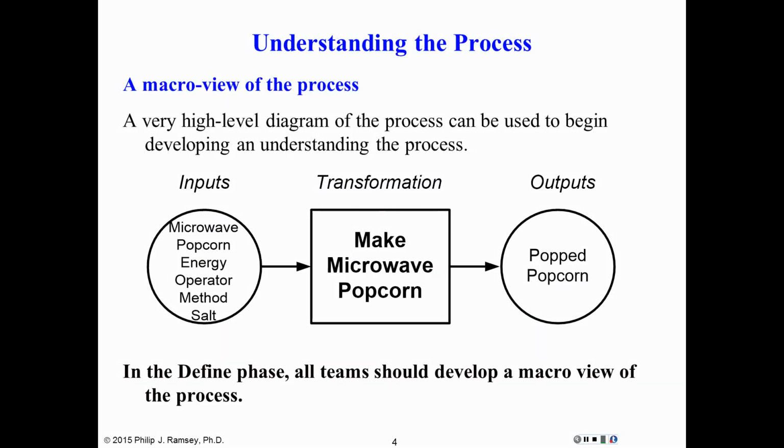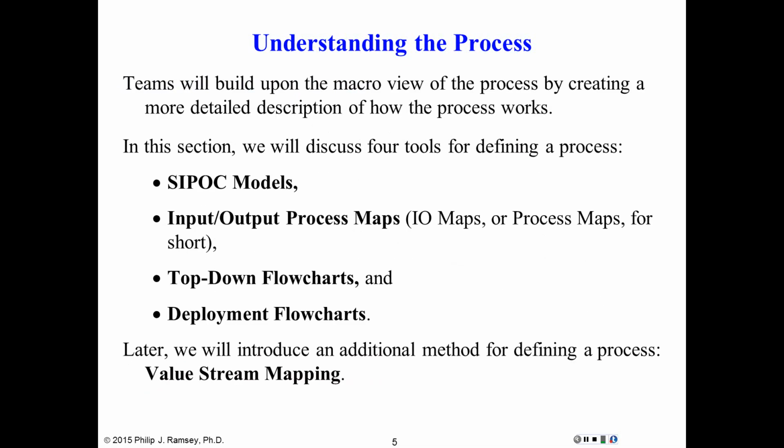This is a simple example of making microwave popcorn. Well, or any kind of popcorn. Yeah, it is a process, and the output is hopefully popped corn. Okay, so I'm going to talk about SIPOC, or some people call them SIPOC models, what I call input-output process maps, and something I refer to as deployment flowcharts. They're also known as swim lane charts. I'll explain that to you when I get to them.